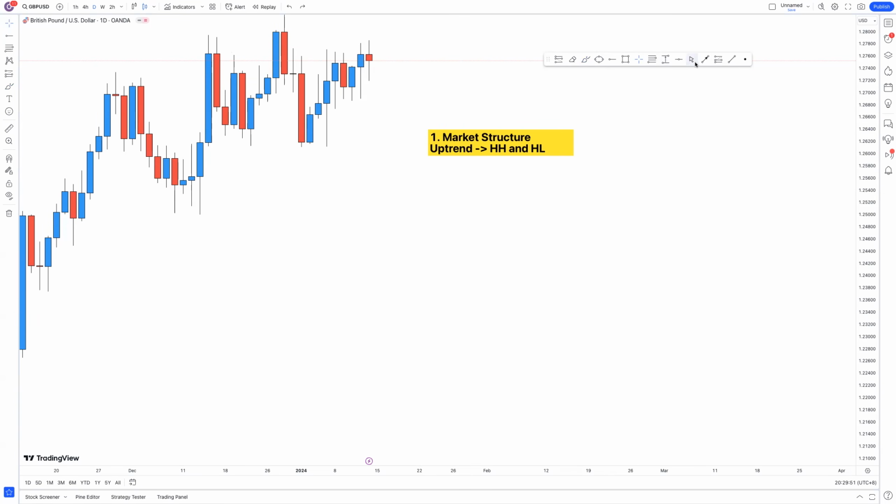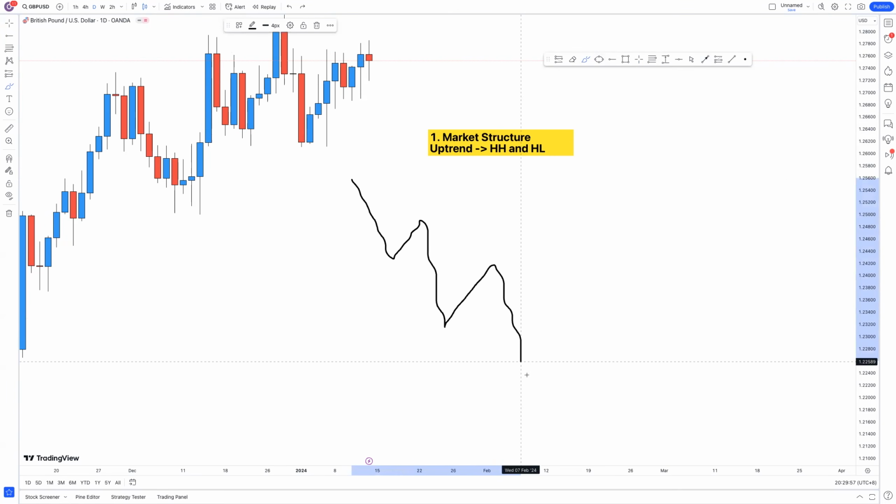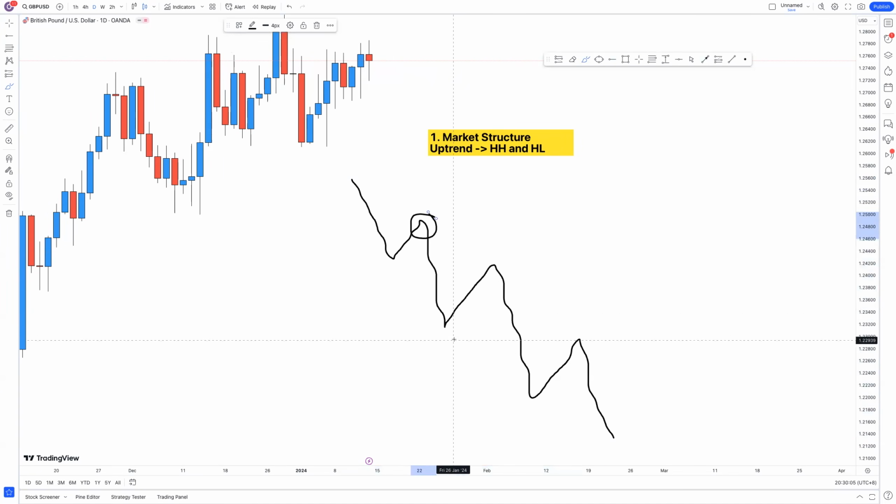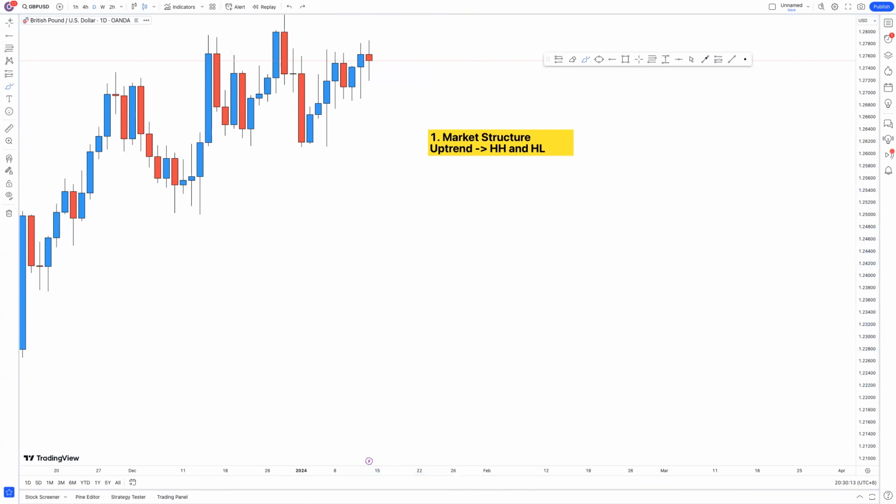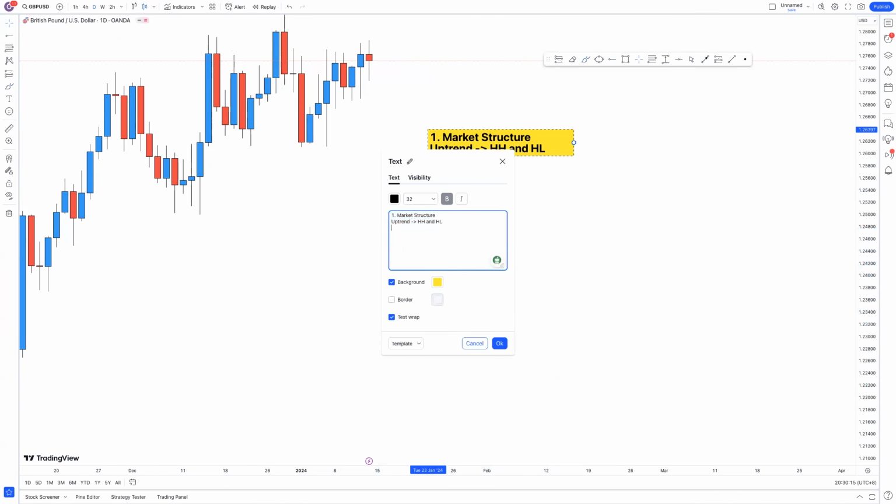On the opposite of an uptrend, we have a downtrend. In the downtrend, price will be creating your lower highs and lower lows. You can see price will go down, retrace a little bit, go down, retrace a little bit, go down, and retrace a little bit. In this case, price is creating your lower highs. You can see this high is lower than this high, and this low is lower than this low right here. So in a downtrend, price will be creating your lower highs and lower lows.